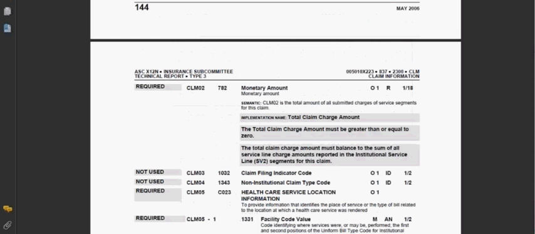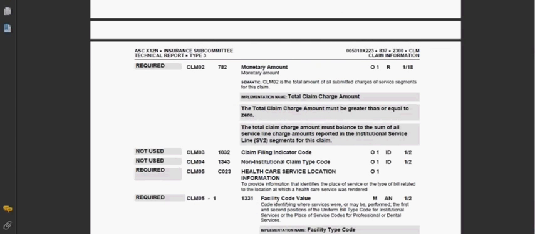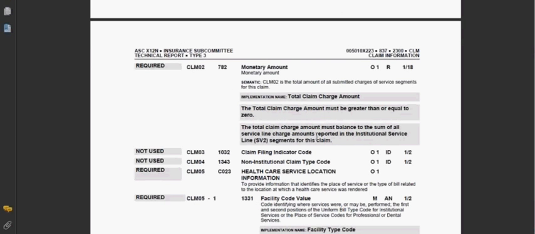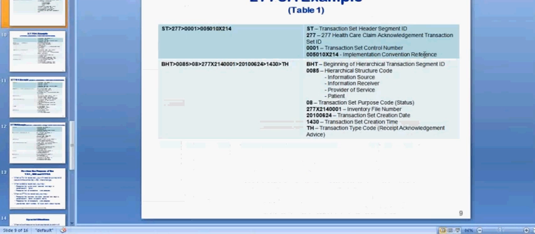So all the information, it's like a Bible for you, it's like a roadmap. You will find all the information on it. So all you need to know is the loops, the segment, and the value here. Just search for anything that you need, and you will find it here. So start using it. And even if you try to do some web research on this implementation guide or a companion guide, there are a lot of documents. So I would suggest you download at least one for professional, one for institutional, and one for dental, and start looking into it.